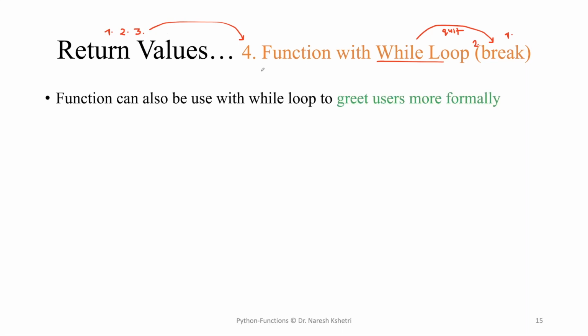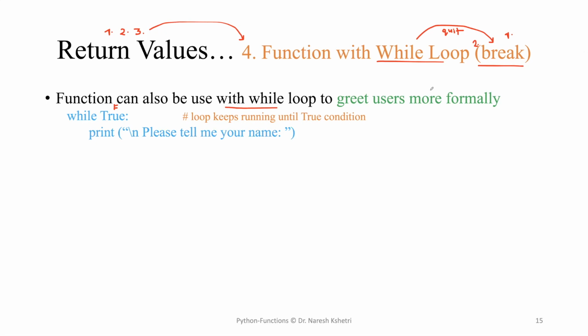So here we are using a function that can be used with the while loop in order to greet users more formally, in the sense that we want to take input from the user, and that makes it more formal. The first thing we did here is start the while loop, setting the default as the true condition. That means this while loop keeps on continuing until our condition is false. To make the condition false, we use the break statement over here.